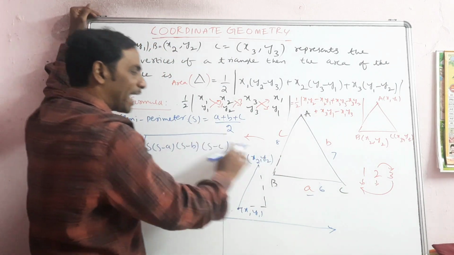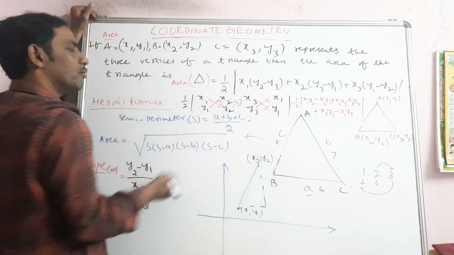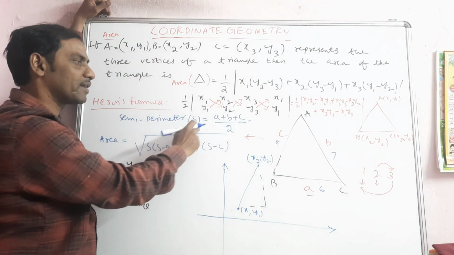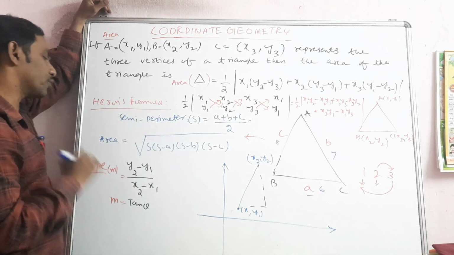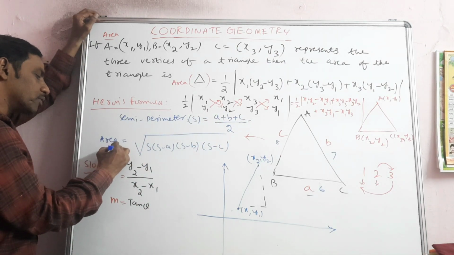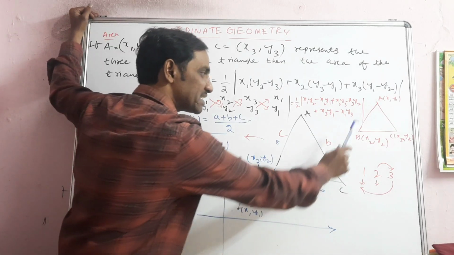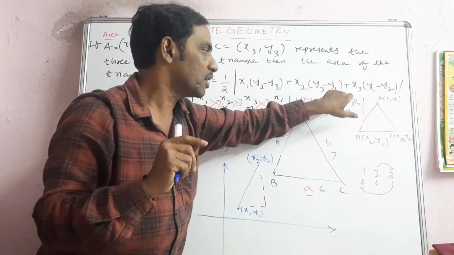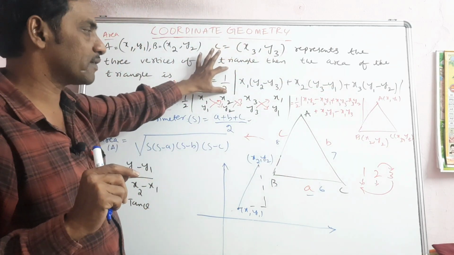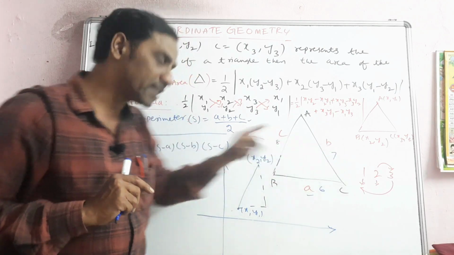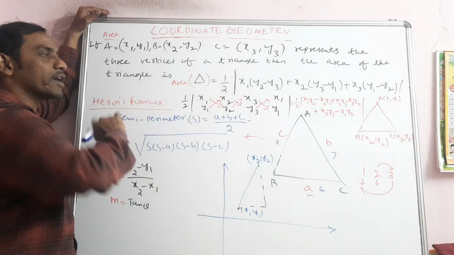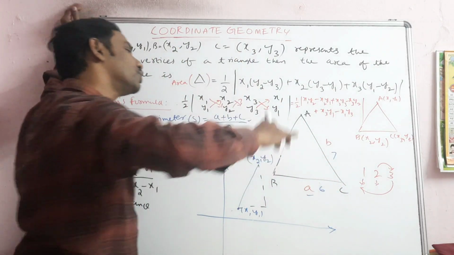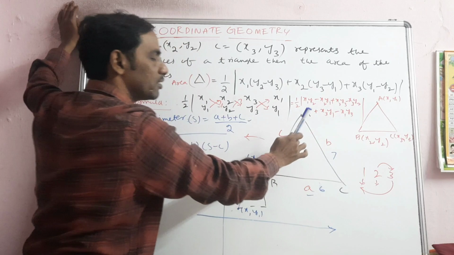Now if you add a plus b plus c, you will get the perimeter. But half of the perimeter is the semi perimeter, which we denote with the symbol S, and that is a plus b plus c by 2. The difference between this formula and that formula is that here vertices points are given. When points are given, you can find the area like this. If the lengths of the sides are given, then you can use this formula. Even from the points also, by using the distance formula as I said previously, you can find BC distance like that, AB, AC and all.